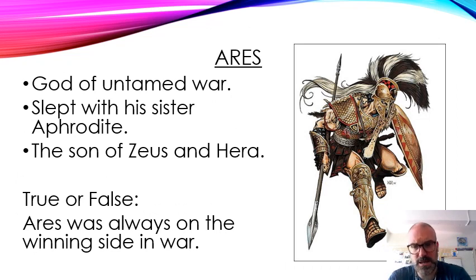Right, so Ares, as we spoke about before. Ares is the god of untamed war. So he's the rage, the death, the slaughter, the psychopathic and lunatic. He isn't calm, civilized, controlled warfare, which is the Greek ideal. He slept with his sister Aphrodite, as we talked about before, and he is the son of Zeus and Hera. But true or false, Ares was always on the winning side in war. God of war?